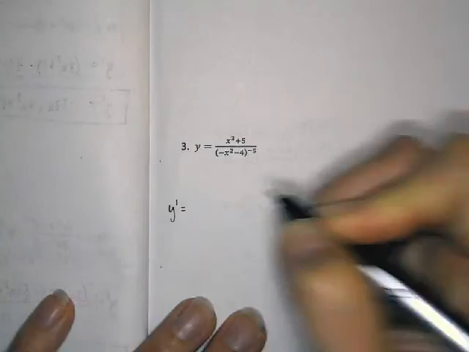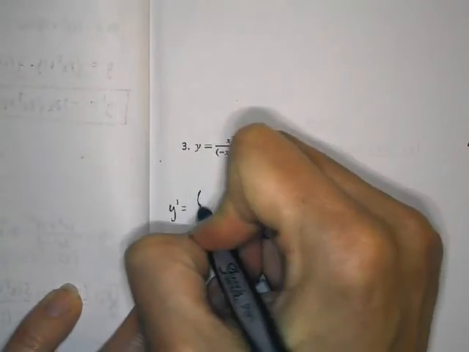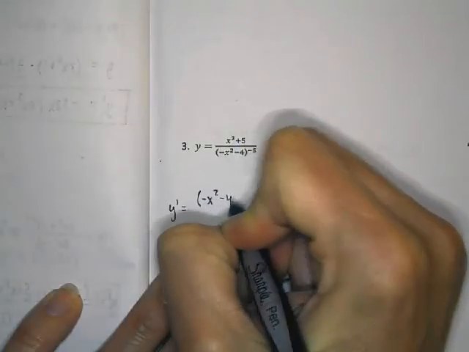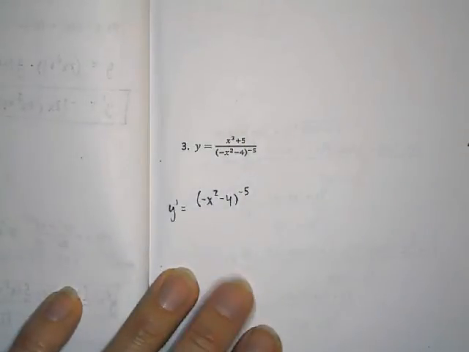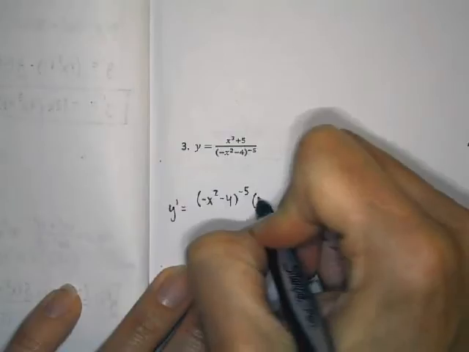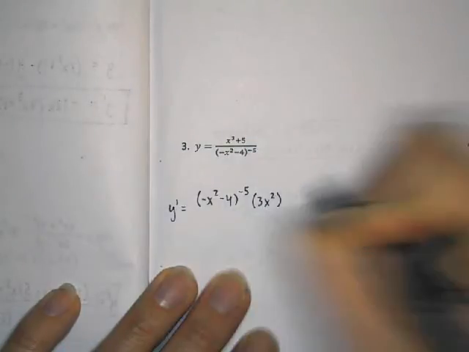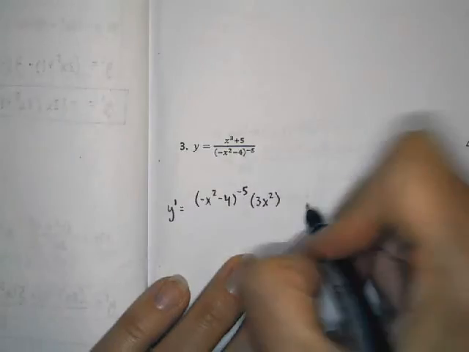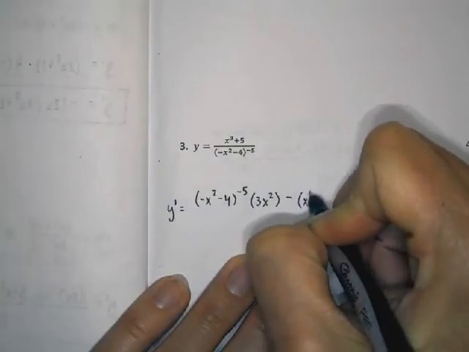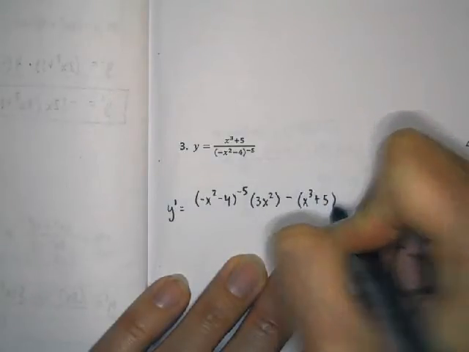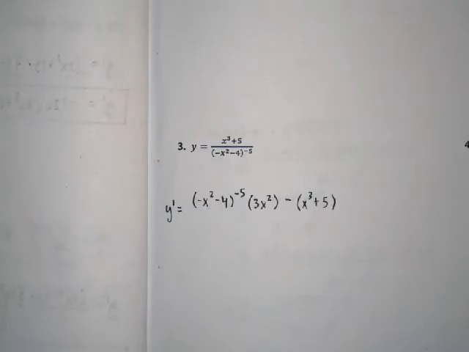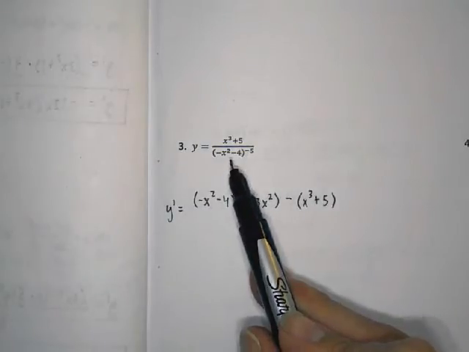So we're going to start off with quotient rule, which we know is low, negative x squared minus 4 to the negative 5th. D high, so the derivative of my numerator, so I'm going to multiply by 3x squared. Minus our high, our numerator, x cubed plus 5. D low, so times the derivative of our denominator, and here again we're going to run into our chain rule.